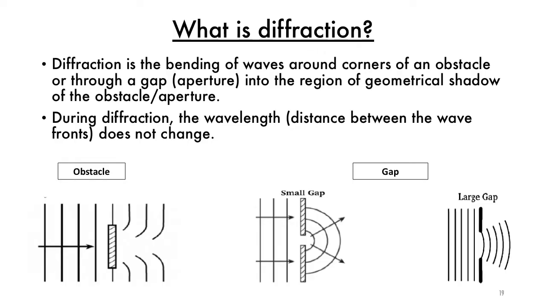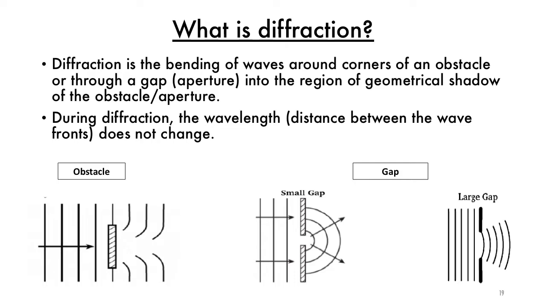So let's define what is diffraction. Diffraction is the bending of the waves around the corners of an obstacle or through a gap. And they go into the region of geometrical shadow of the obstacle or aperture. So let's see what does that mean.